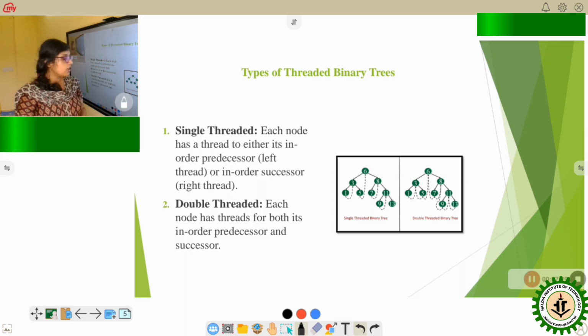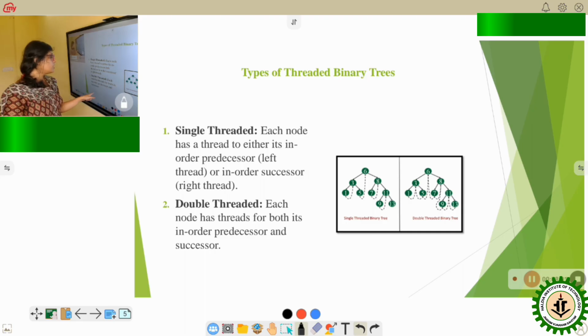See, this is a double threaded binary tree in which there are two-way threads. The predecessor is connected to its successor and also the successor is connected back to its predecessor. 3 is connected to 1 and 1 is also connected to 3. 5 is connected to 3. 5 is also connected back to 6. Both ways there is a connection in the form of a thread.